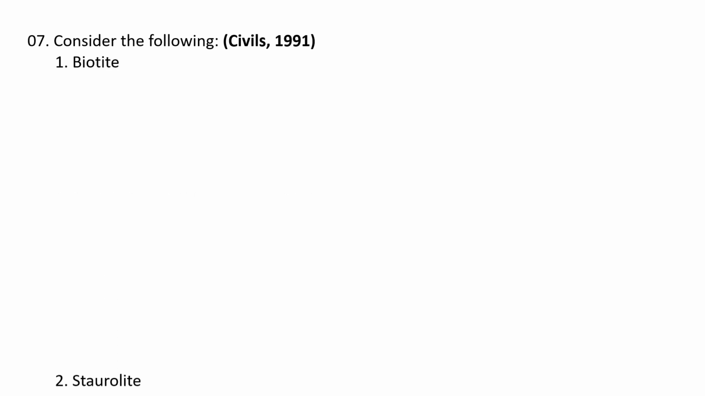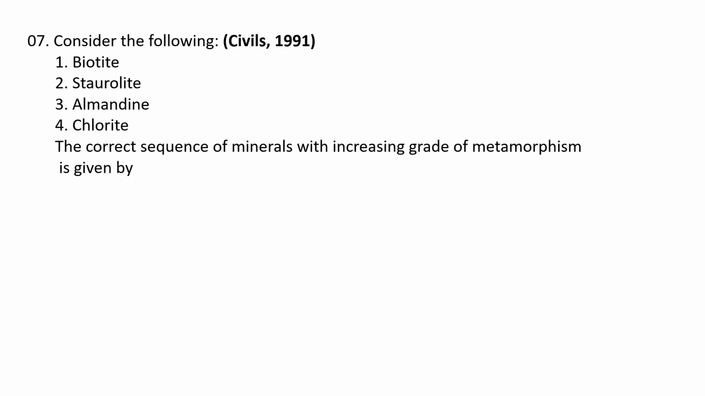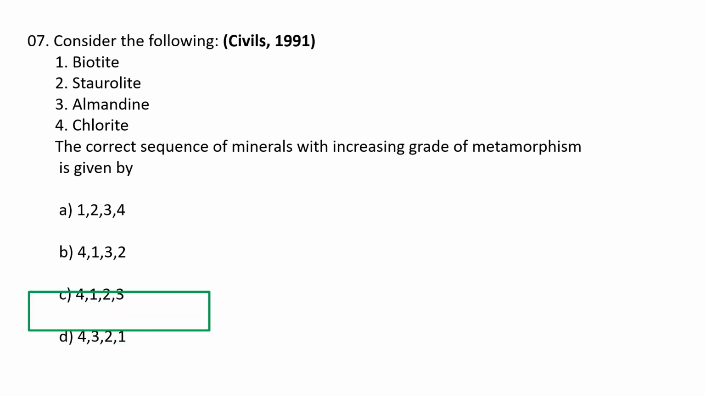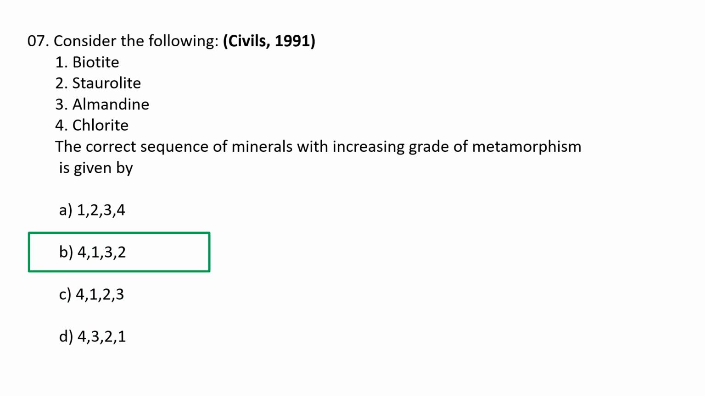Next question. Again match the following. 1, 2, 3, 4 are given and here 1 biotite, 2 staurolite, 3 almandine, 4 chlorite. The correct sequence of minerals with increasing grade of metamorphism is given by choices: A. 1, 2, 3, 4, B. 4, 1, 3, 2, C. 4, 1, 2, 3 and D. 4, 3, 2, 1. So the correct answer is B, that is 4, 1, 3, 2. That means chlorite, next biotite, after that almandine, and after that staurolite. This is the correct sequence of minerals in the increasing grade of metamorphism.